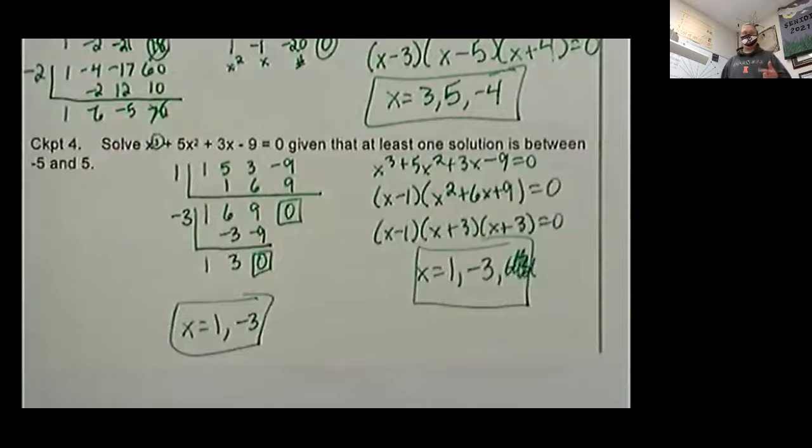Now, in subsequent videos, we're going to come back and talk about how do we know which numbers to check as zeros, and then also what the graphs of these things are going to look like.